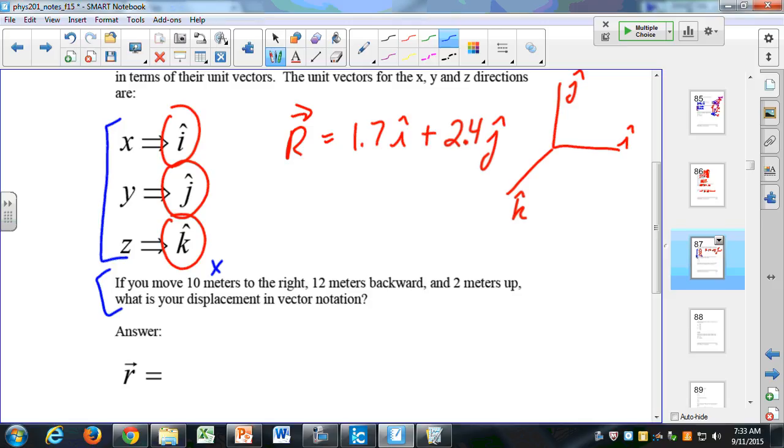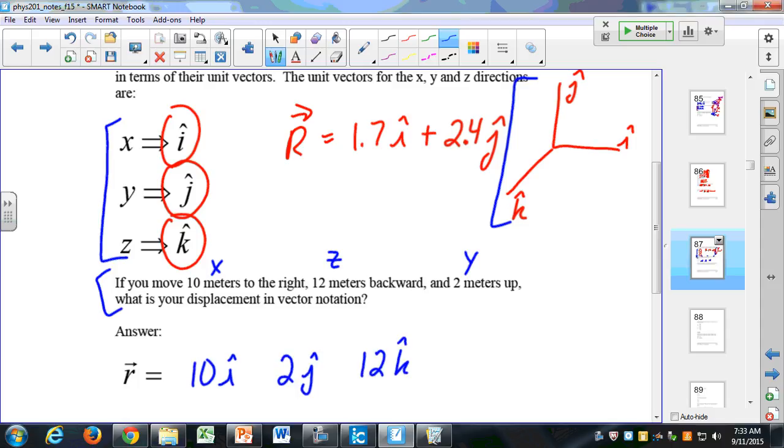Well, it sort of depends how you define it, but if we look at our x, y, and z axis like this, typically up and down is in the y direction. So our y would be the 2 meters, and then our z would be the 12 meters. So if I wanted to write this, I would have 10i, 2j, and 12z. Or excuse me, 12k in the z direction.